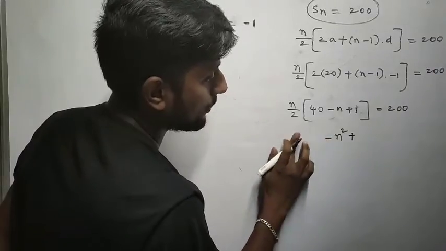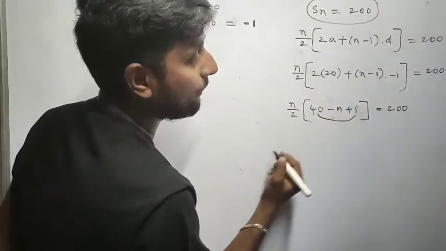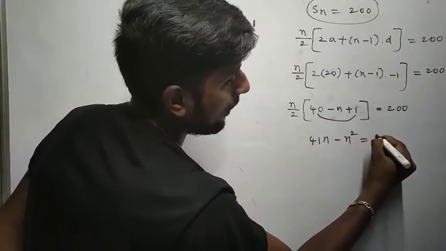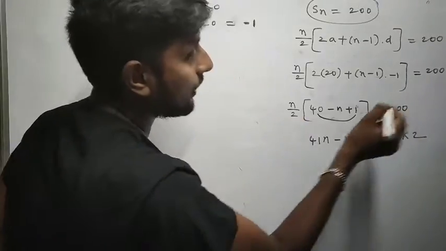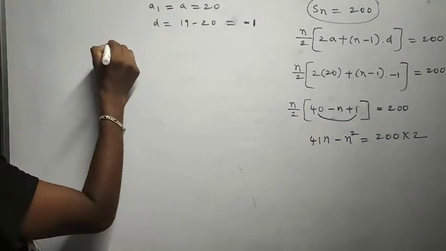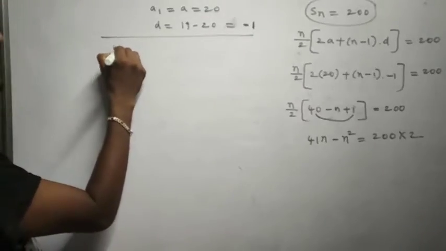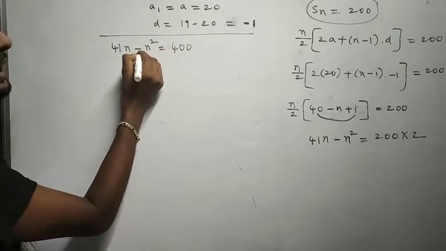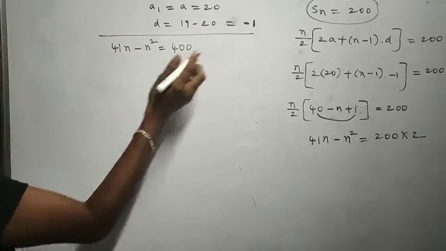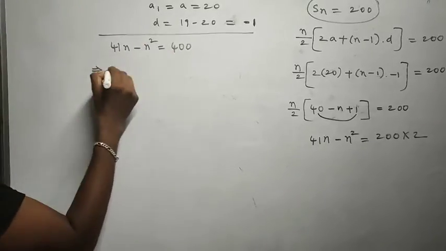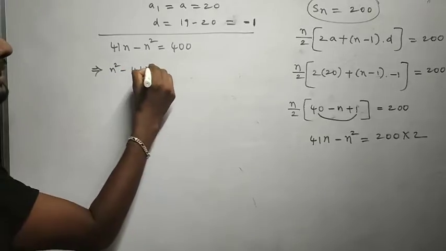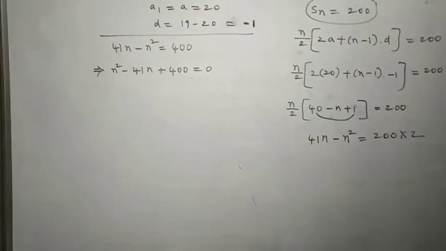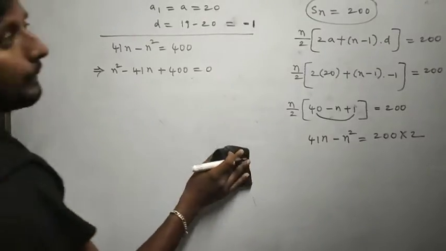Okay, we'll write one more step. 40 plus 1, we can write 41. So 41 into n, we write 41n minus n square, and 200 into 2. The 2 has gone to the RHS. Now if you write here, 41n minus n square is equal to 400. Actually, the square term has the negative sign, so it's better to send all terms to the RHS. That implies n square minus 41n plus 400 is equal to 0. Now just try to make a factorization. Okay. Can I erase?